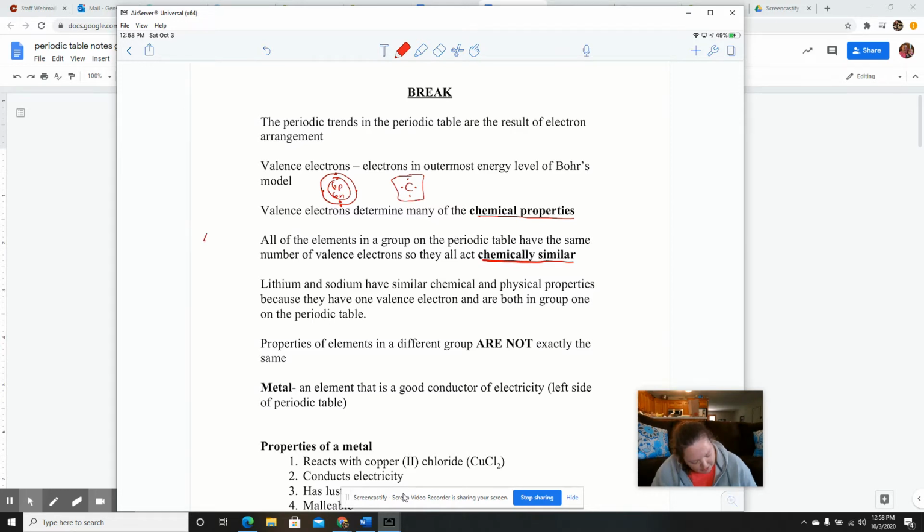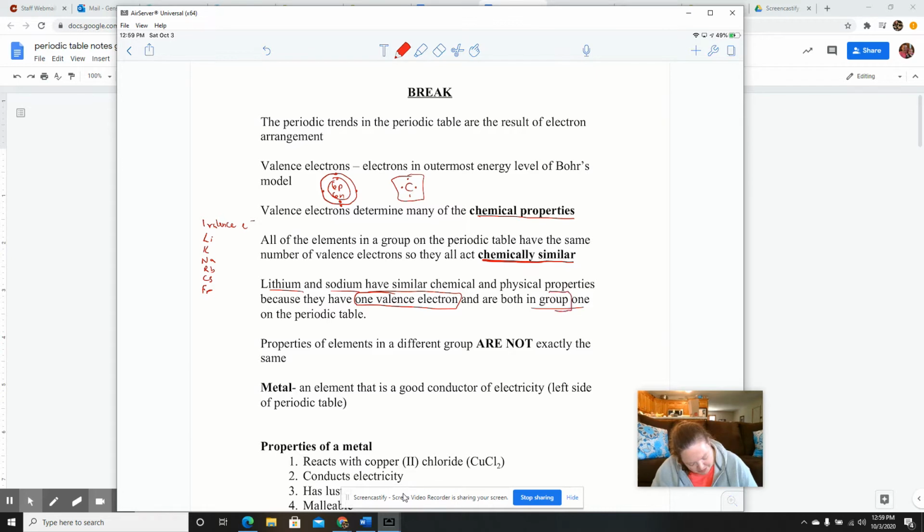So if you look at lithium, potassium, sodium, rubidium, cesium, and francium on the very first column of the periodic table, they all have 1 valence electron, and hence they all react similarly, okay? And that's what I have here. Lithium and sodium here have similar physical and chemical properties because they have 1 valence electron, because they are in group 1 on the periodic table.